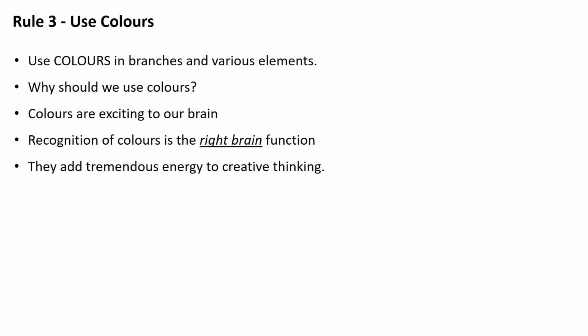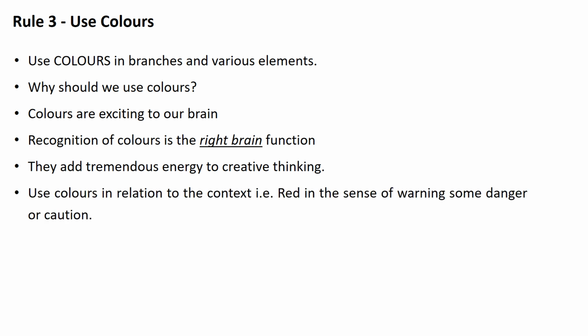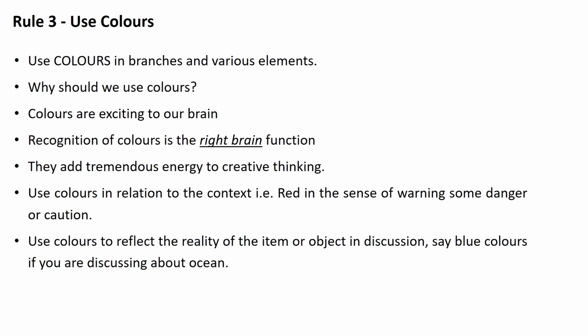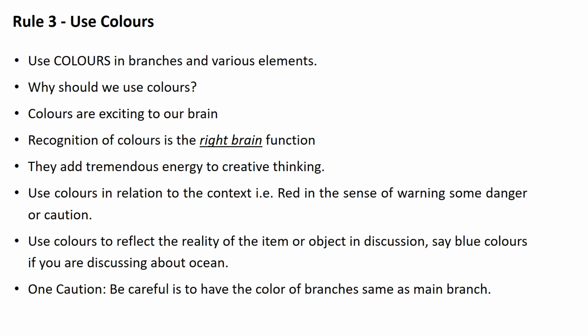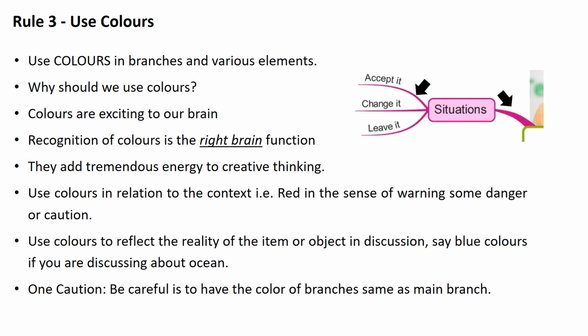One important takeaway is you can use colors in relation to the context. When you are talking about something important or something cautionary or dangerous, you can use a red color. Another example is when you are talking about the ocean, you can draw those branches in blue color. One main caution is to be careful to use the same color for sub branches as you use in the main branches. Do not use a different color.